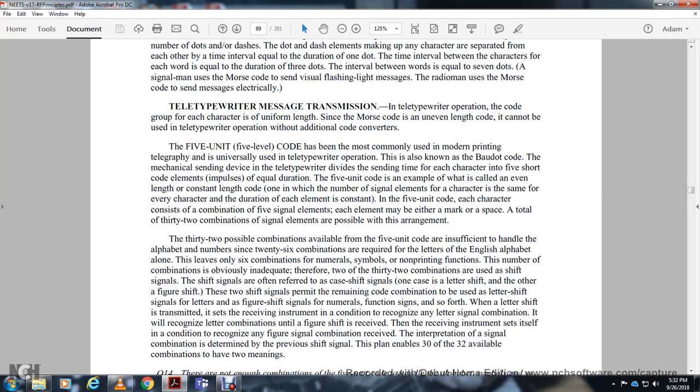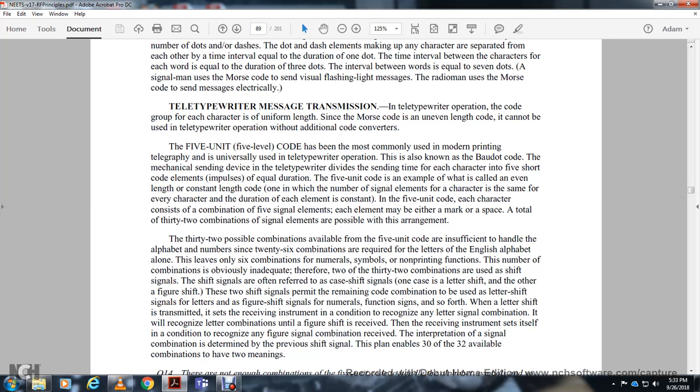The 5-unit code is most commonly used in modern printing telegraph and teletypewriter operation. It is often known as the Baudot code. The code used in teletypewriter devices has constant length, with five short code elements of equal duration for each character. In a 5-unit code, each character consists of a combination of five signal elements.